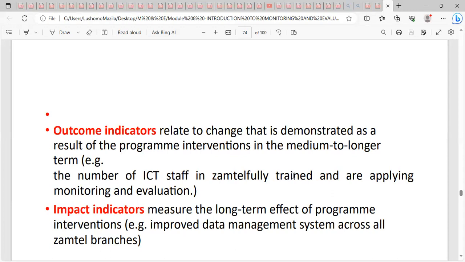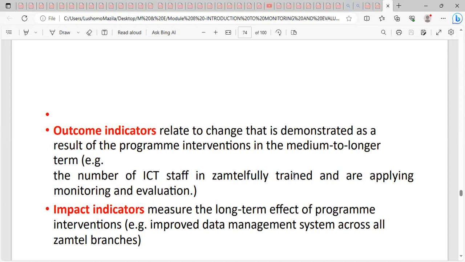Okay, so let's assume one person applies the monitoring and evaluation skill gotten from this training, how would that go? How do we put the outcome there? How is it going to be? So let's assume we go in the future. Let's go in the future and come back.